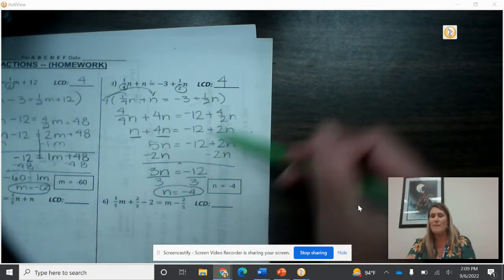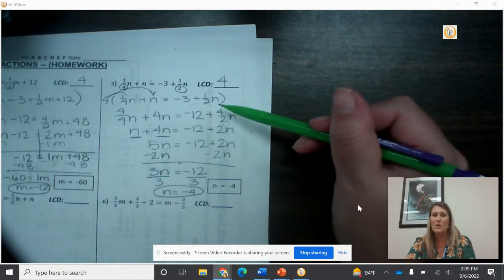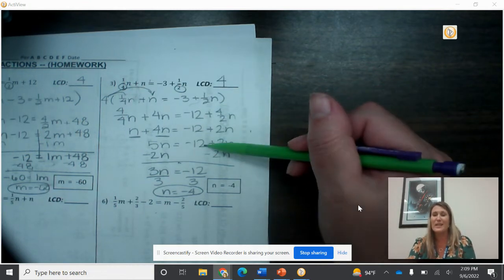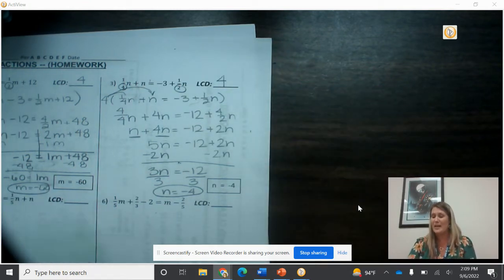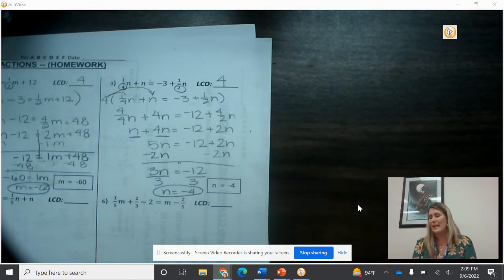But please look at the amount of steps that I showed. You should do that too. We don't want to go from point A to point C because it's so easy to make a little mistake. So take your time. Your teachers want to see you write that out. You're less likely to make errors that way as well.